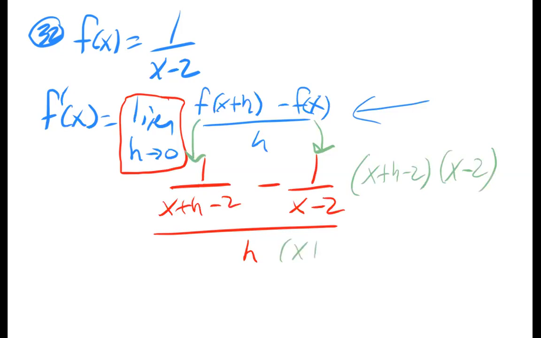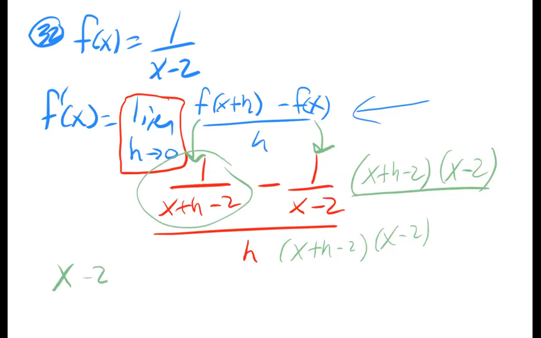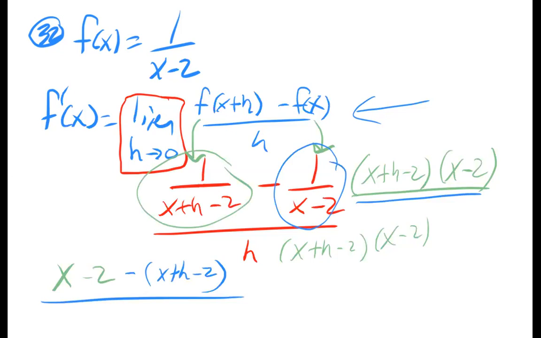Does that make sense why I chose that? Yep. Because that's the denominator. So if I take the green times this, I'm left with x minus 2. And if I take the green times this, I'm left with subtract x plus h minus 2. And down in the bottom, keep in mind, I'm not going to multiply this all out because I don't need to. Things will work themselves out.